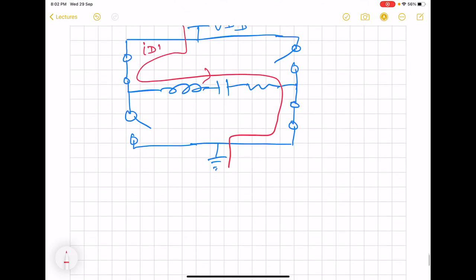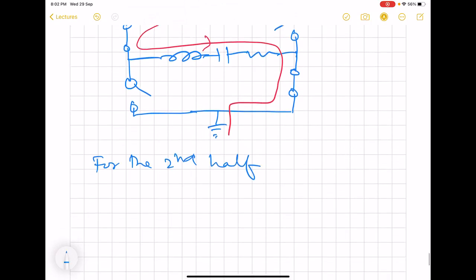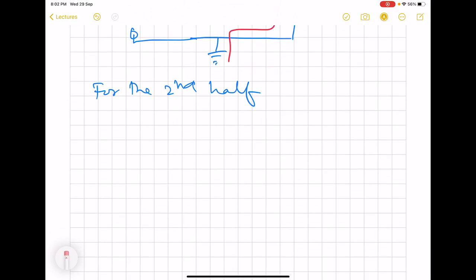Now during the second half, the scenario will be like this. So here we have VDD, 3 and 4 this time are going to be short circuited.